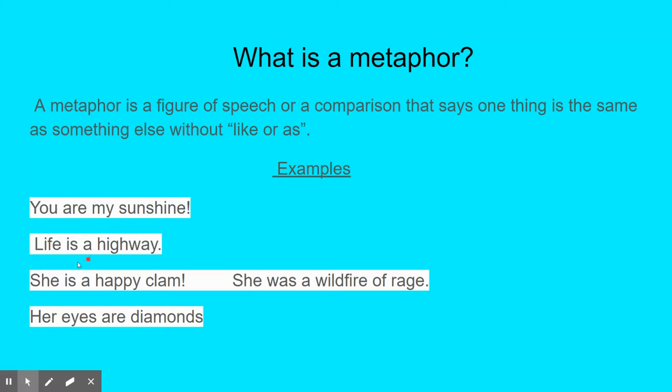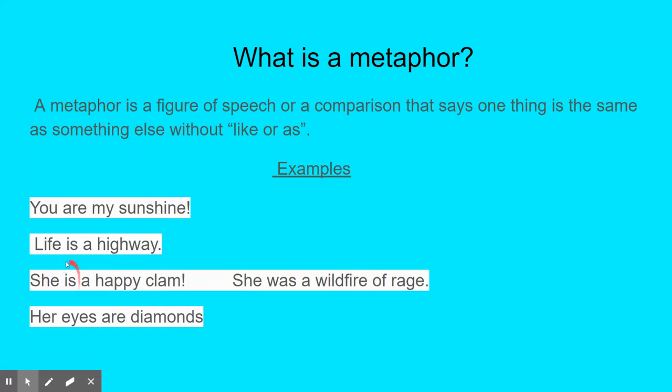not a simile. They're basically comparing two things as they are in a simile, but in a simile, they use the words like or as, but in a metaphor, they do not. Life is a highway. They're comparing life to a highway, and there's no like or as, which makes it a metaphor.